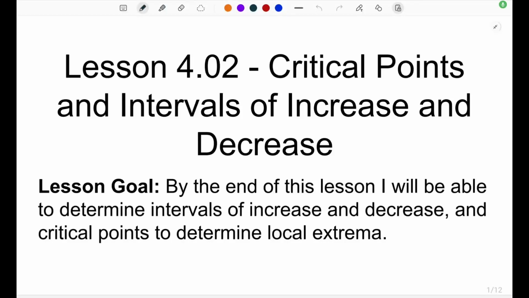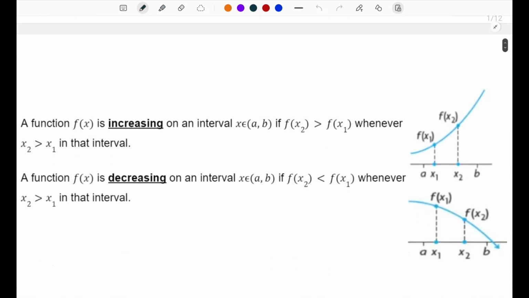Right, let's take a look at this lesson. So we're going to be looking at critical points and intervals of increasing and decreasing. And yeah, some of it we might be a little bit familiar with, but we're going to go through it formally now during this lesson. So we're going to start with intervals of increase and decrease.